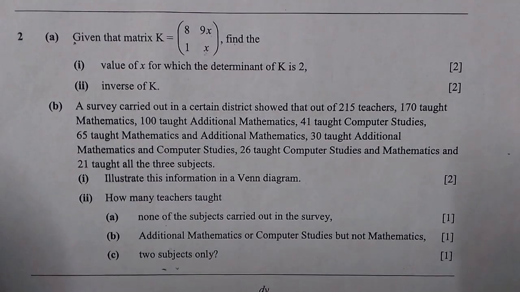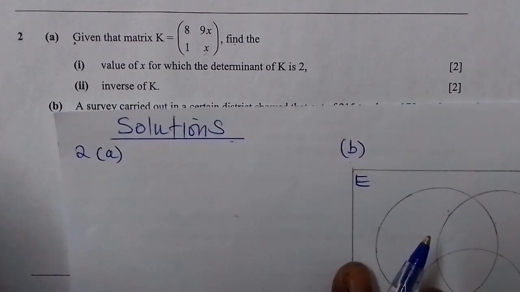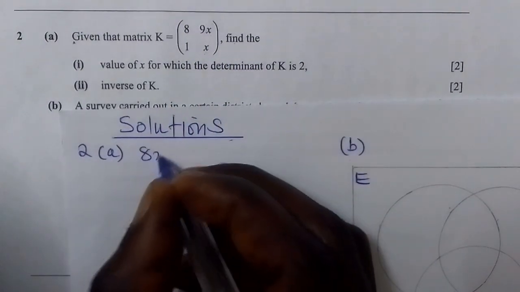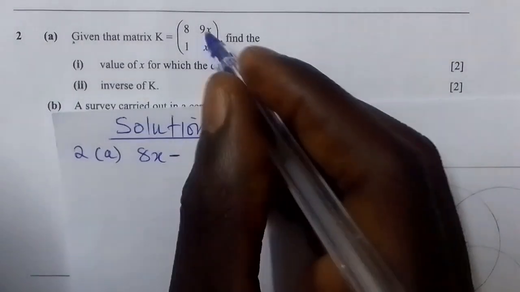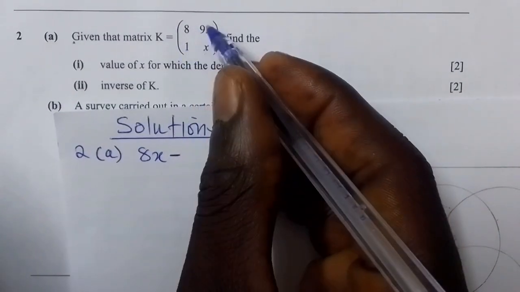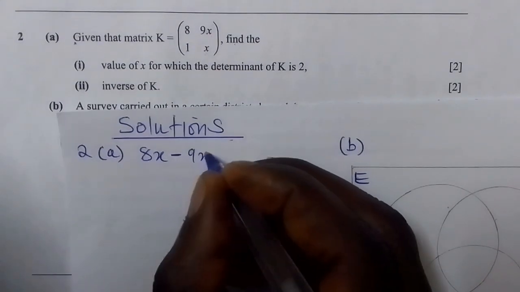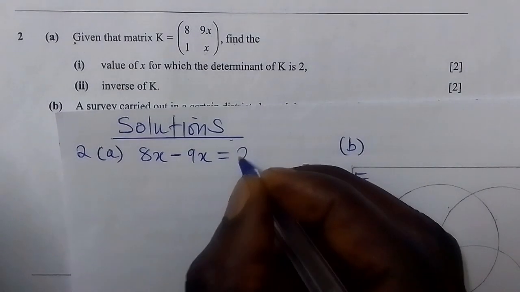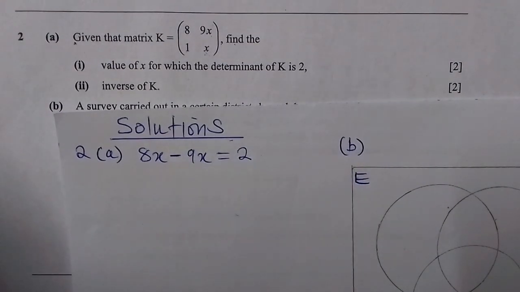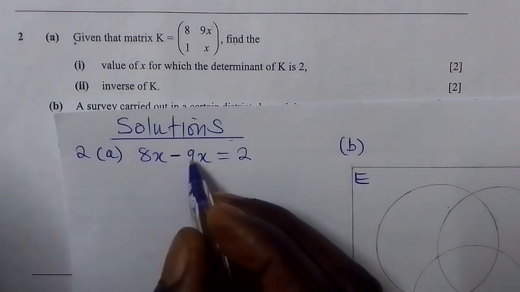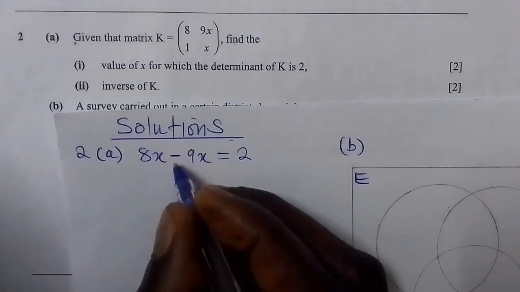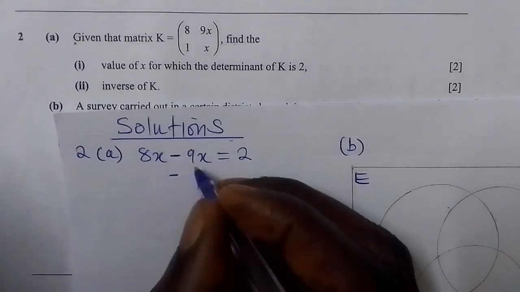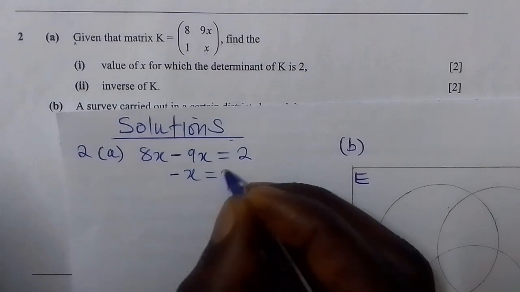So then this will be as follows. To find x, we multiply 8 and x, which gives 8x, then subtract the multiplication 1 times 9x, which gives 9x, and all this equals the determinant, which is given as 2. That's how we get the determinant. Now 8x minus 9x, we keep the sign of the larger term, so negative, and subtract 9x minus 8x, this gives x, which is equal to 2.